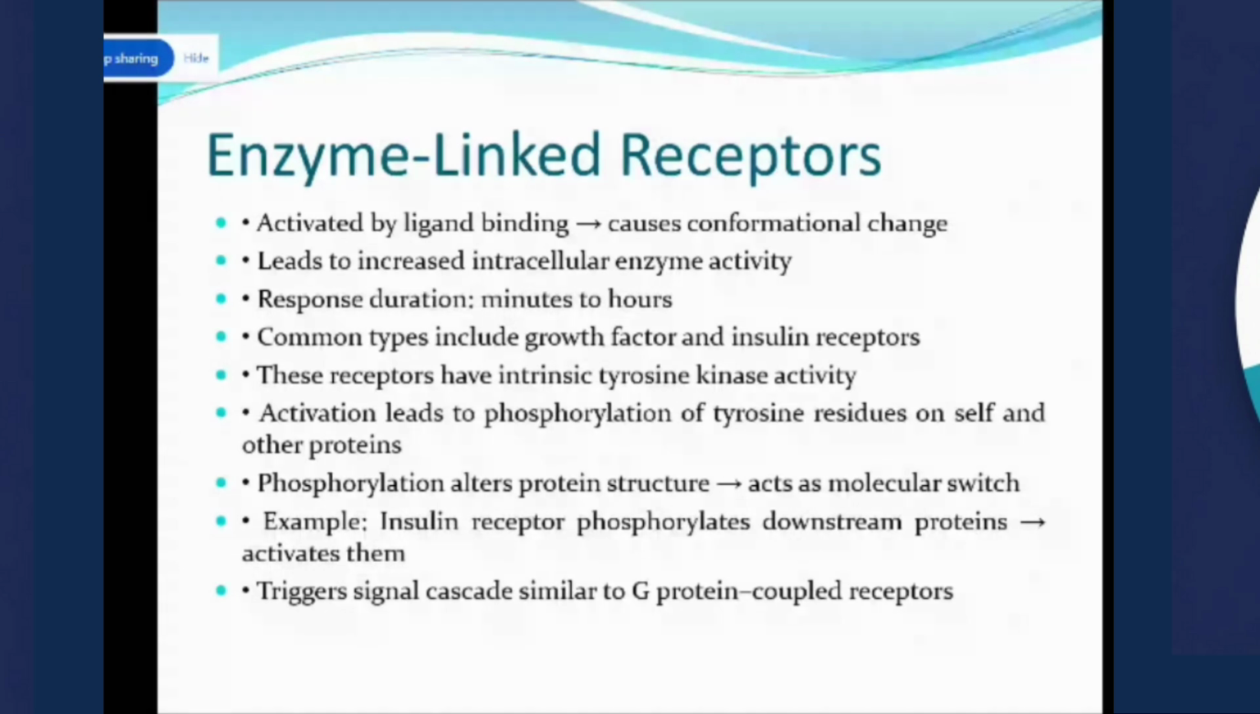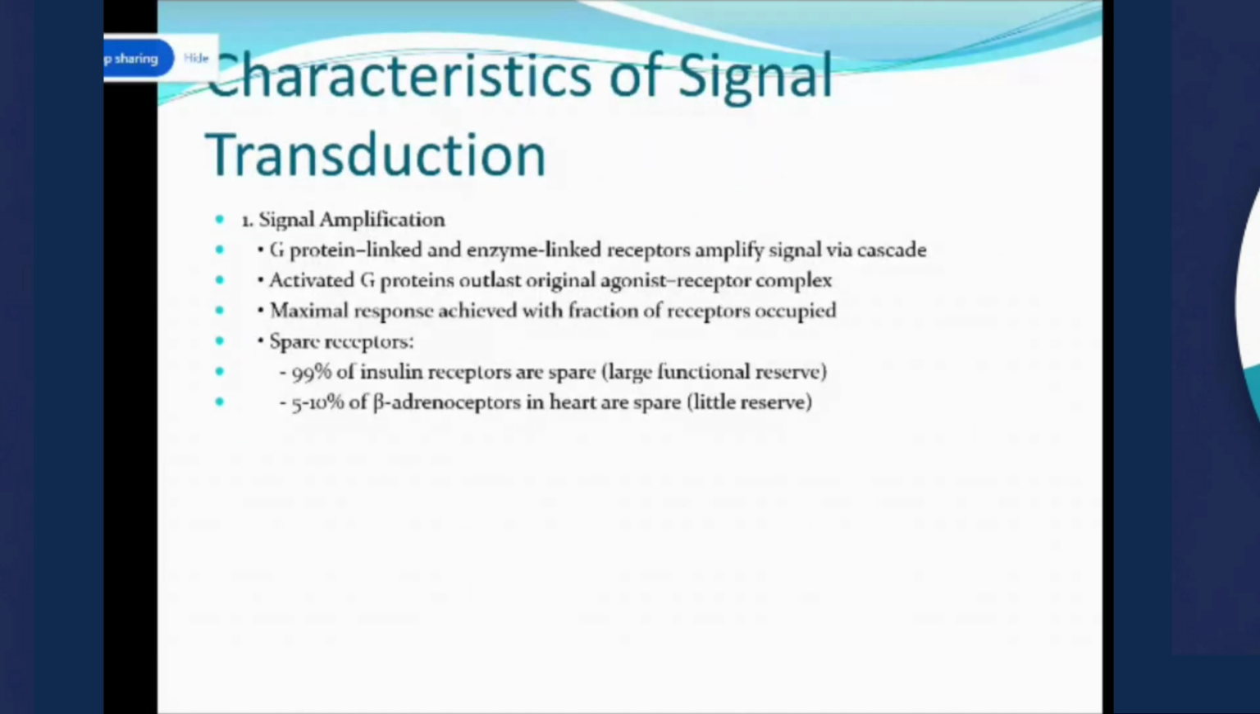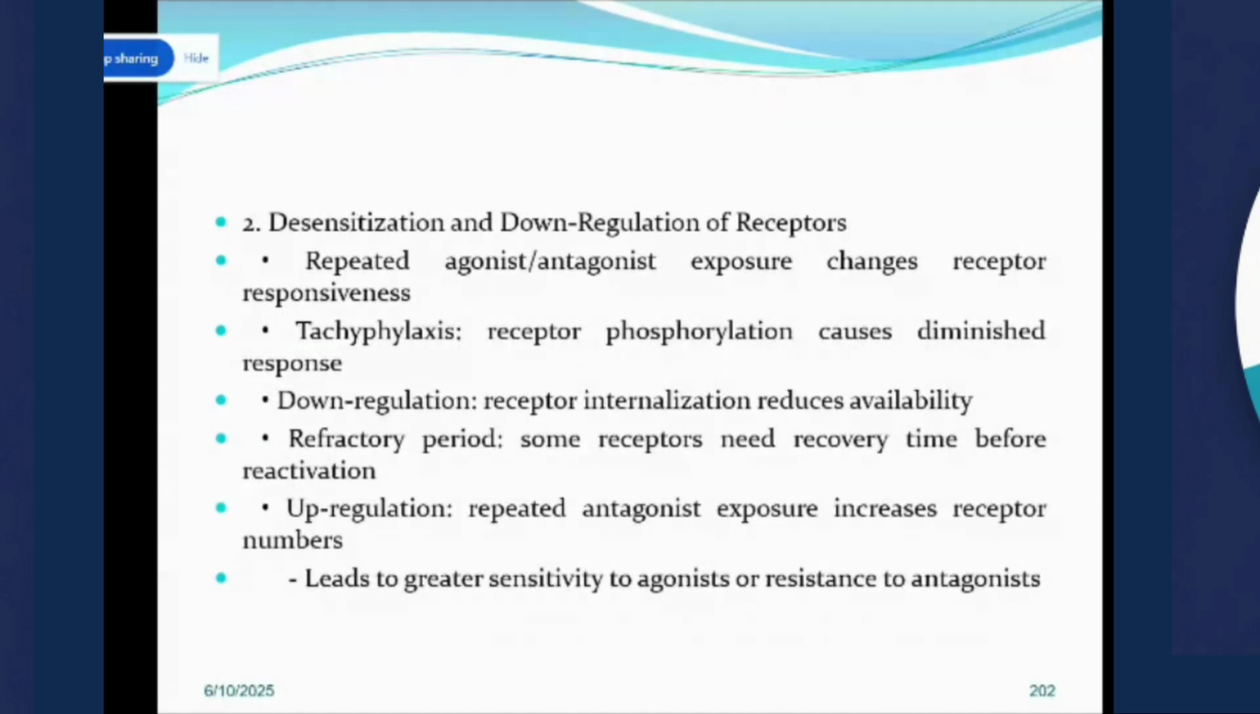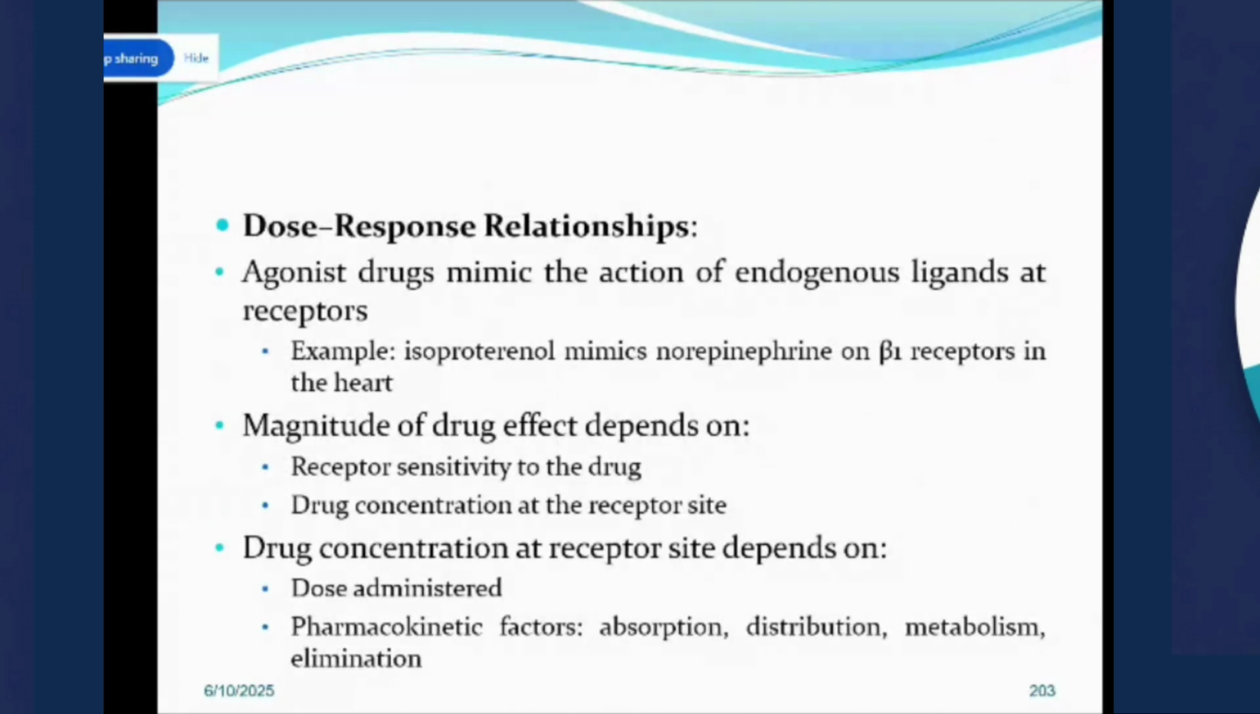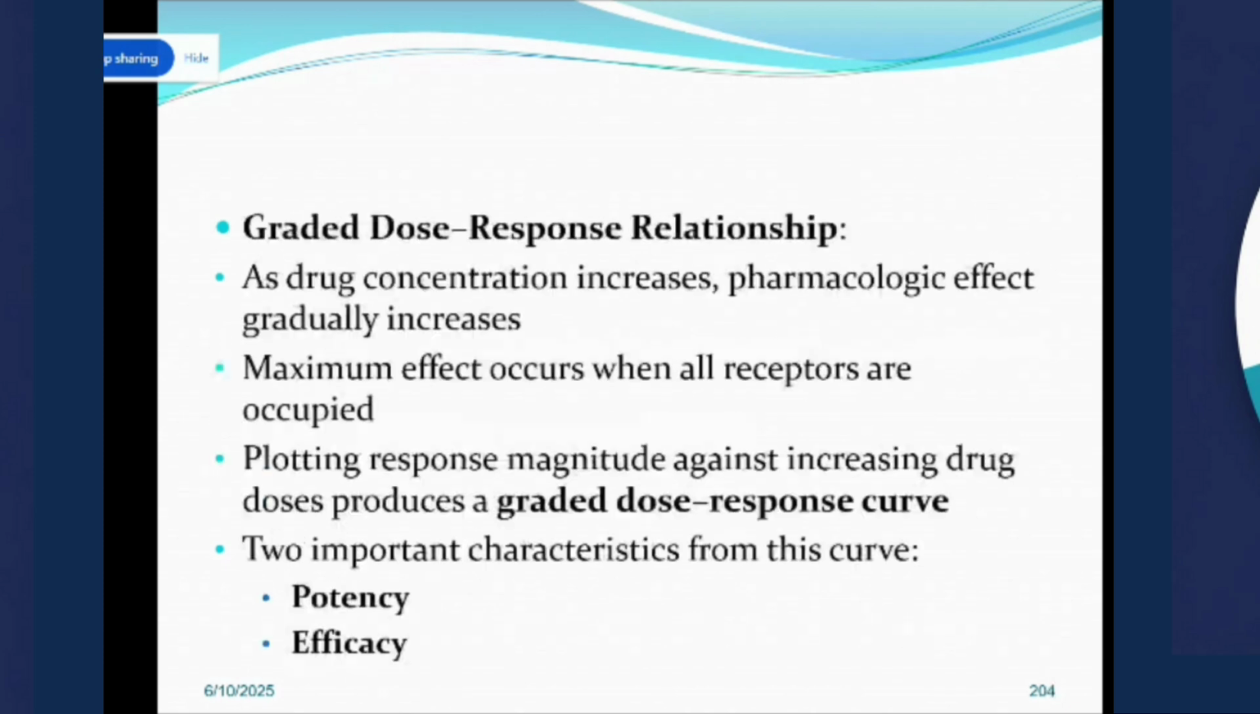Enzyme-linked receptors, those ones you will read. General statements there that agonists mimic the action of endogenous ligands at receptors. Magnitude of drug effect depends on receptor sensitivity to the drug and drug concentration at the receptor site. Drug concentration at receptor site depends on dose administered, pharmacokinetic factors. Those ones are general statements that we have already gone through.